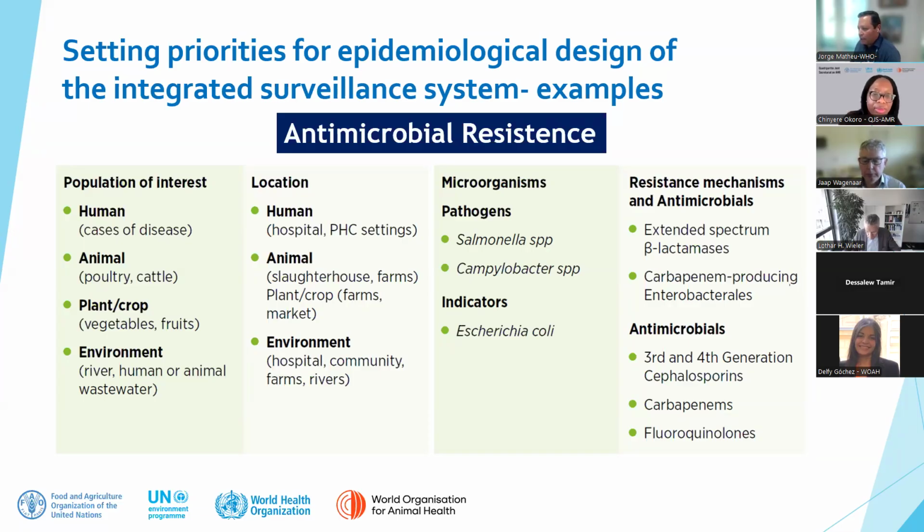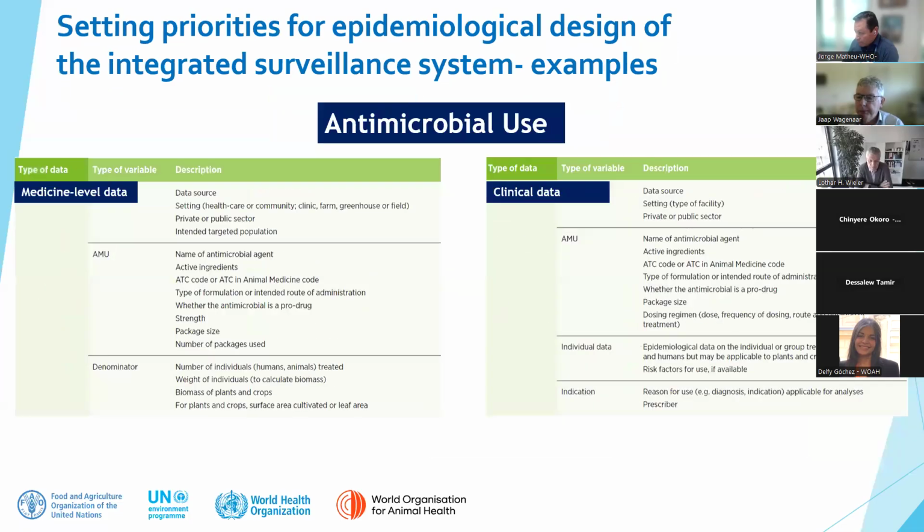Then the location, also per sector, and the microorganisms that we consider can be included in the system. From here, you can see that we are taking as an example the approach in the food chain, Salmonella and Campylobacter, or indicators such as the tricycle one, which is Escherichia coli. And also the resistance mechanisms and antimicrobials that will be considered as part of the system. Then also antimicrobial use, for example, in the human health sector, the medicine level data at national level and clinical data, or in the animal sector at national level, and how this data is going to be collected and compared with the AMR data. So these are the different components and priorities. You can find more details in the guidance.